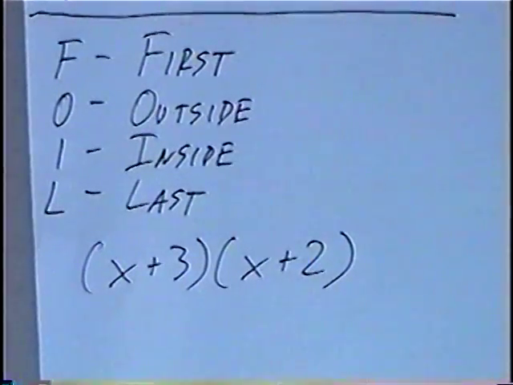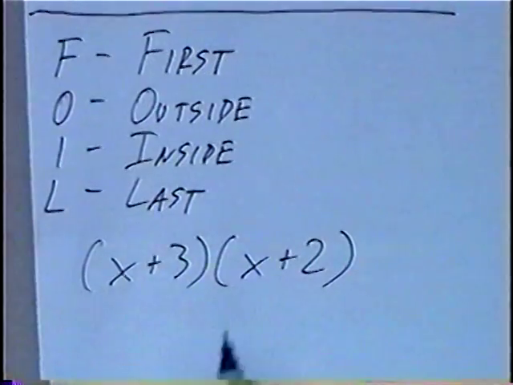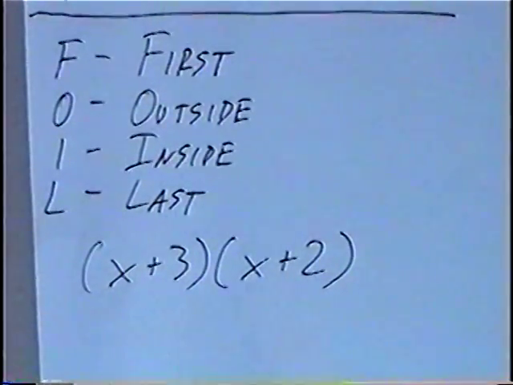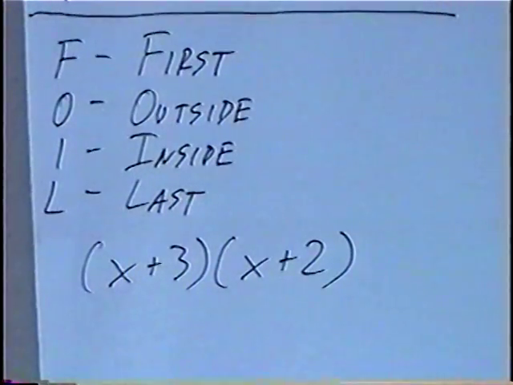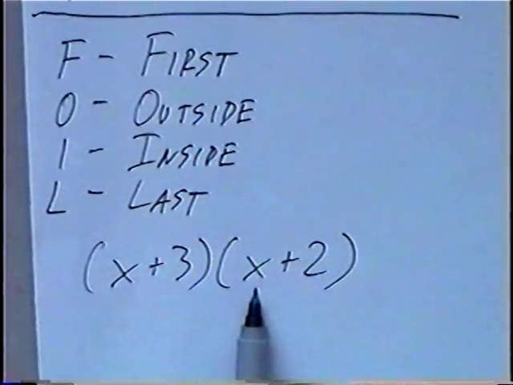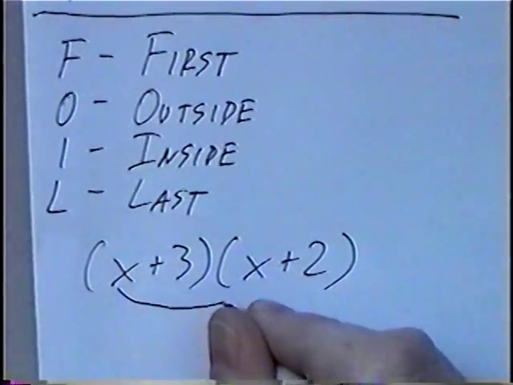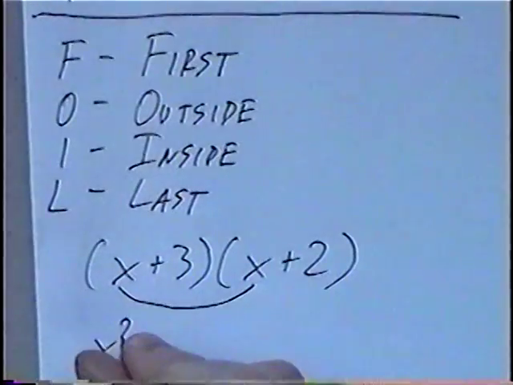When multiplying 2 binomials, a binomial again has 2 terms, or 2 numbers and letters, times another binomial. We'll use the acronym FOIL. The F again stands for first. First means we'll multiply the first term in each parentheses. So we'll multiply x times x. X times x would be x squared.